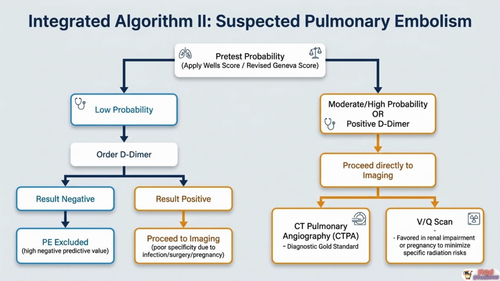CT pulmonary angiography remains the diagnostic gold standard in most clinical settings, offering direct visualization of intraluminal filling defects within the pulmonary arterial tree. A ventilation perfusion scan is specifically favored in patients with renal impairment, where contrast exposure must be avoided, or in pregnancy, where minimizing radiation exposure to maternal breast tissue is a particular clinical priority. This algorithm exemplifies evidence-based, stepwise clinical reasoning at its most rigorous.